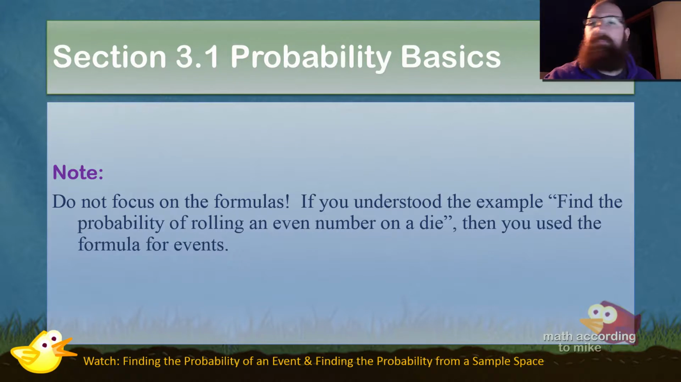Done. Awesome. All right. So let's talk about finding the probability of an event and also the video finding the probability from a sample space.